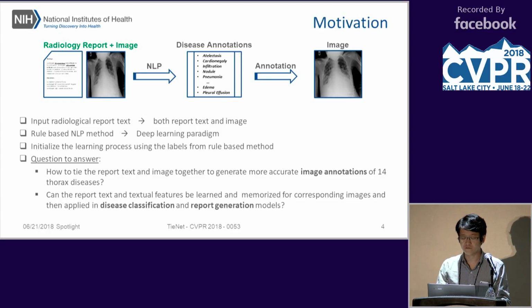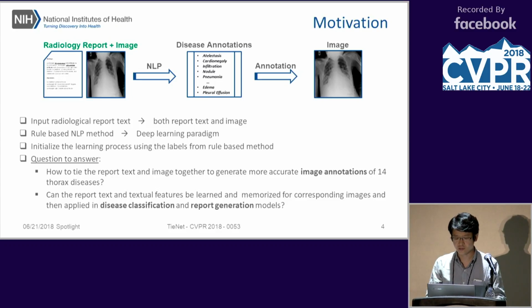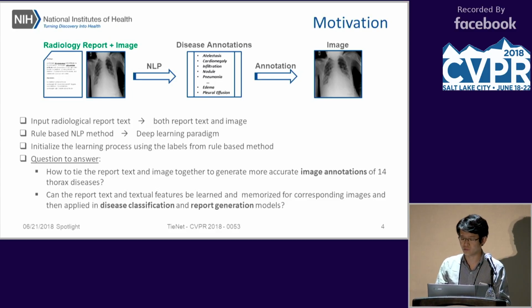Indeed, there are two different scenarios in which we want to apply the proposed TINET. The first one is how to generate more accurate disease labels for those images. And the other is to find a way to learn and somehow memorize the textual information or features, so we can use them as prior knowledge when we want to diagnose the disease using only images.